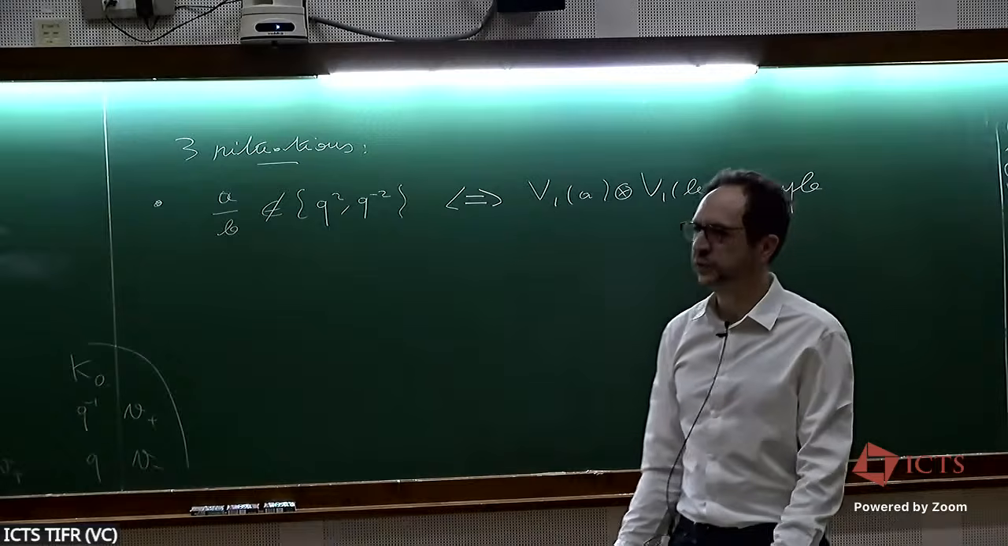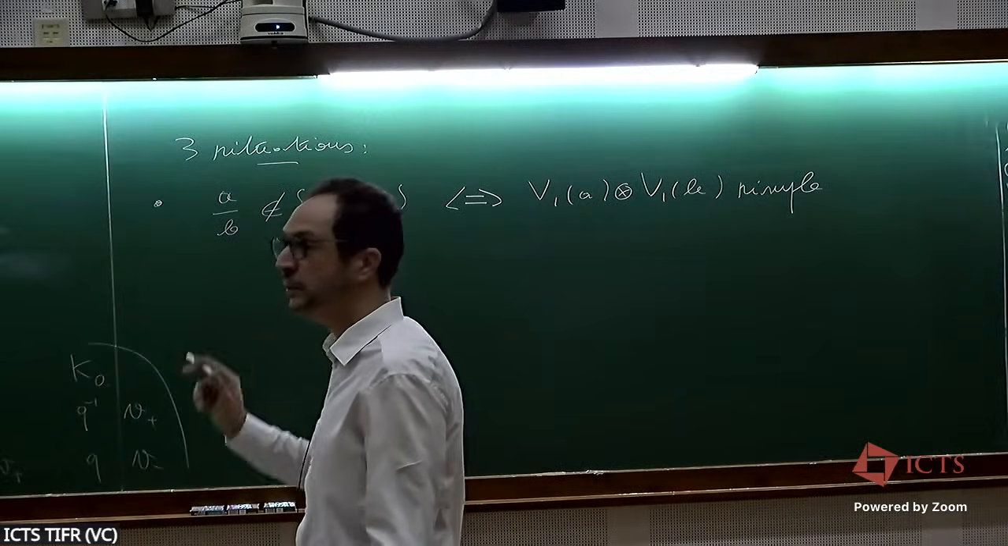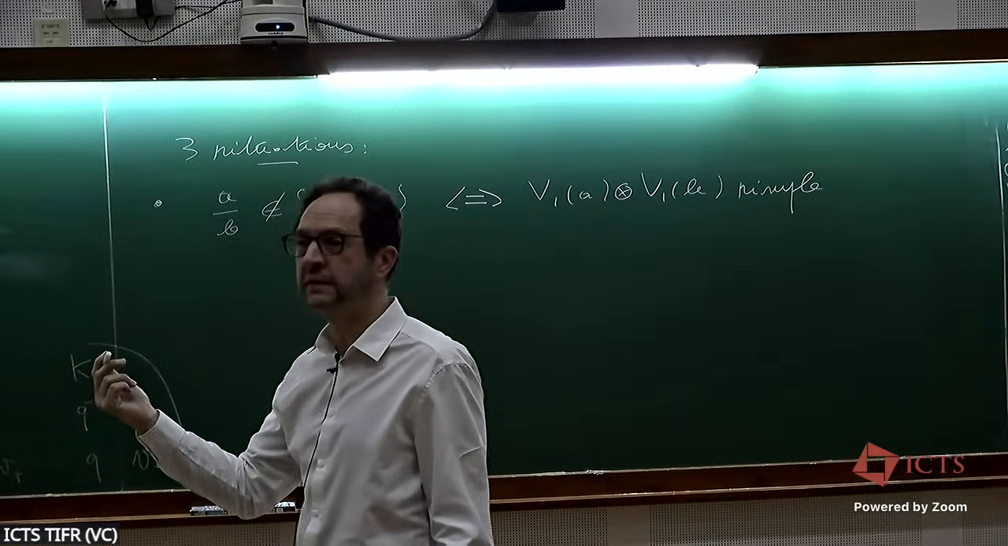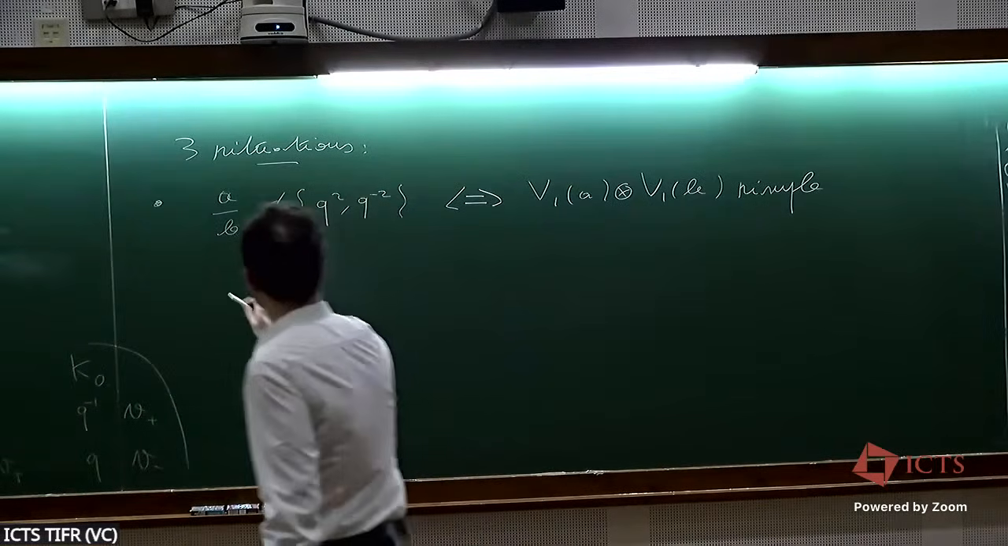That's the first conclusion of this. Note in particular that it includes the case when A is equal to B. So V1 of A tensor square is simple, which is something that we did not have in the previous case.